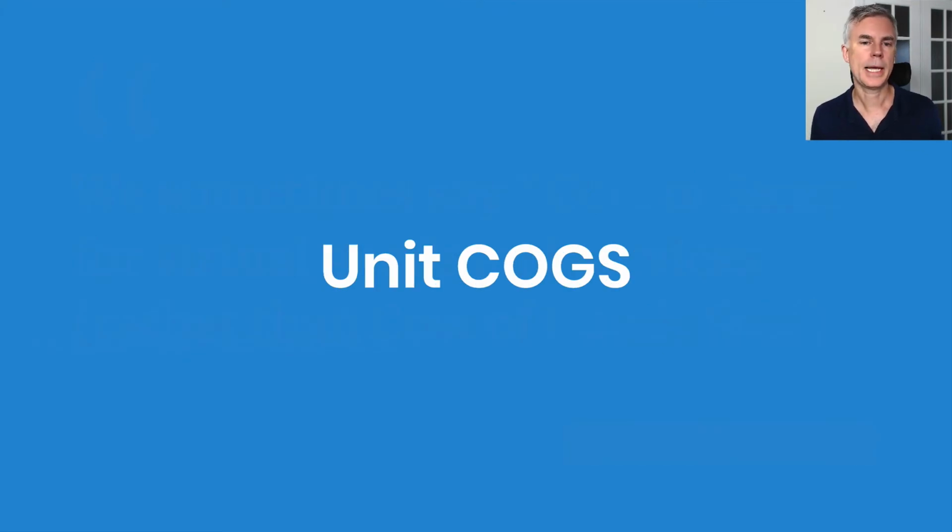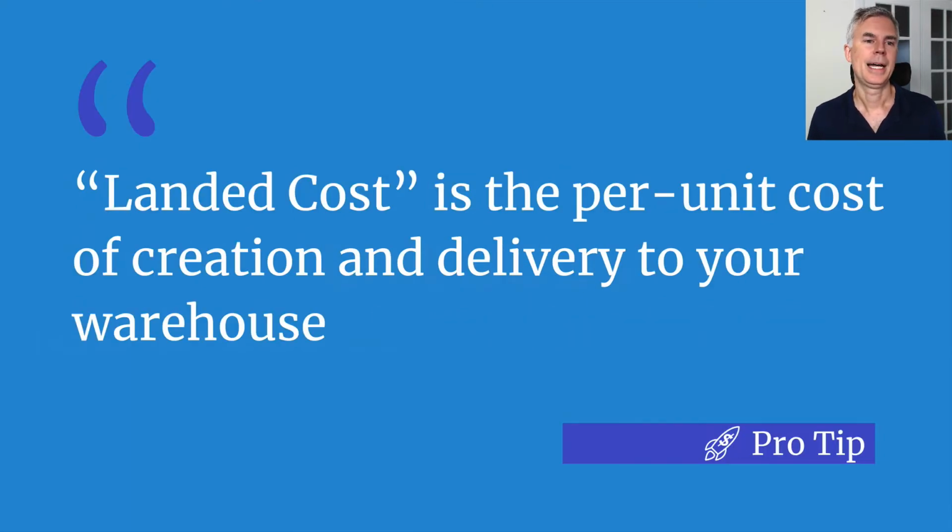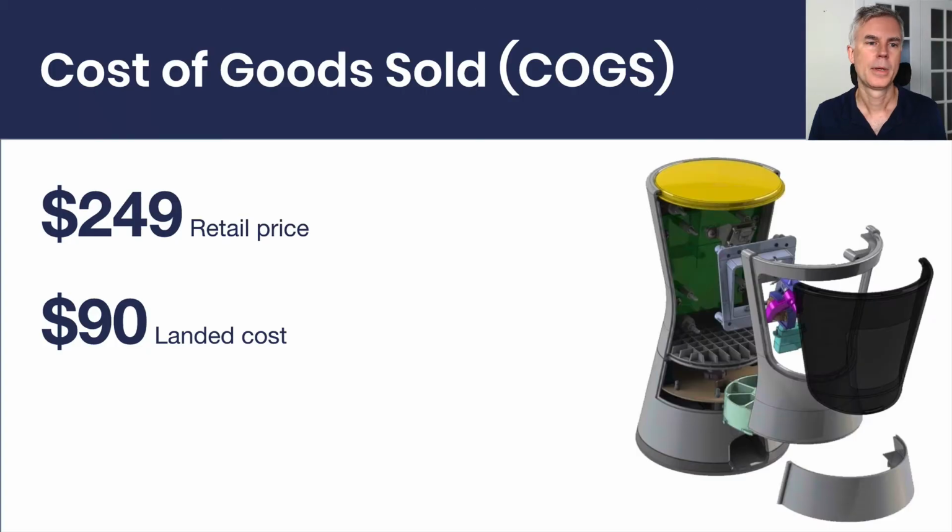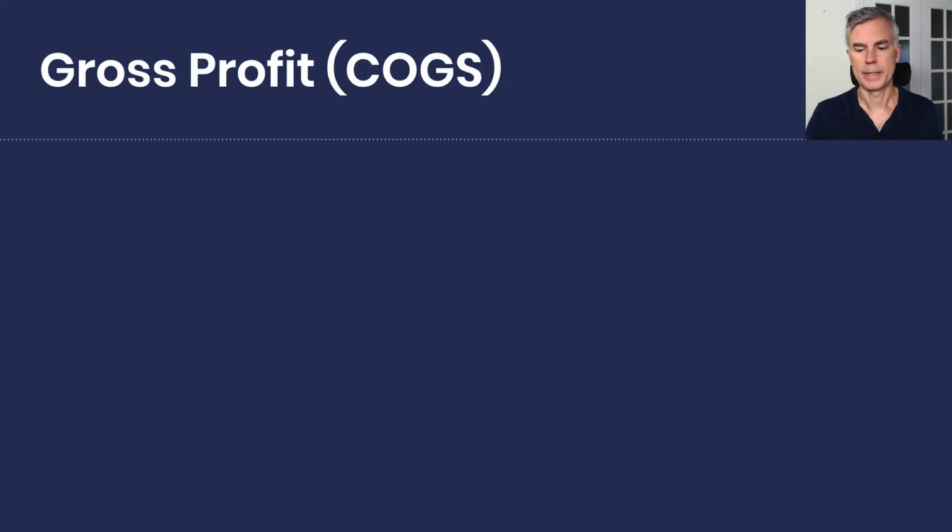And so let's look at unit COGS. We'll go for the physical first. And we talk about the landed cost. So it's the per unit cost of creation and delivery to your warehouse, at which point the product is landed in your warehouse. So that's why we call it the landed cost. So here's an example. This is an IoT device. It has a retail price of $249 and a $90 landed cost. And that landed cost is actually the COGS in this simple model.